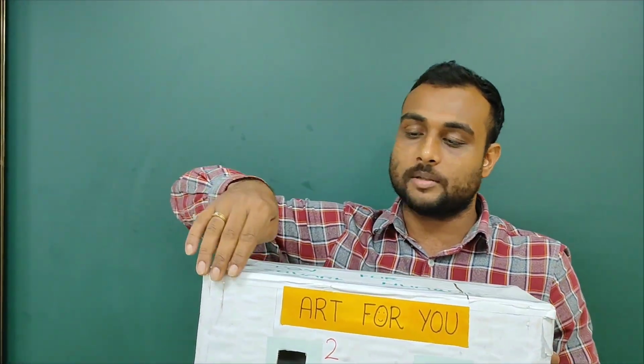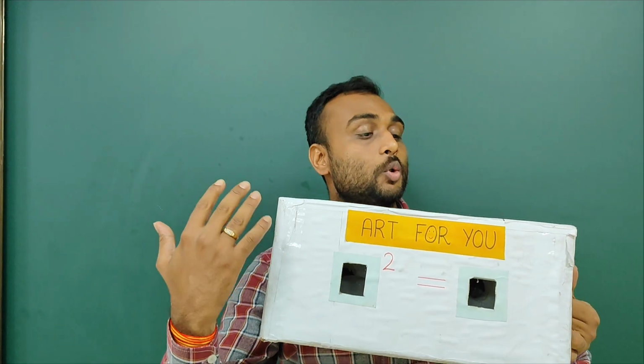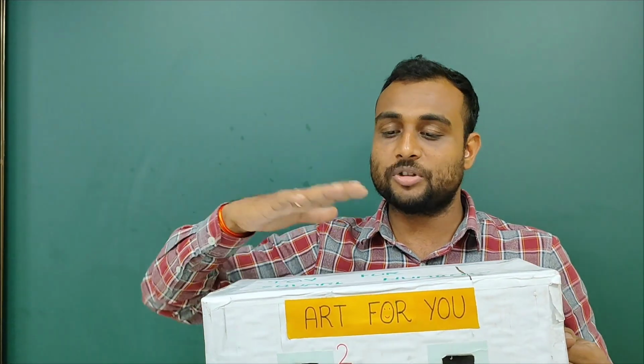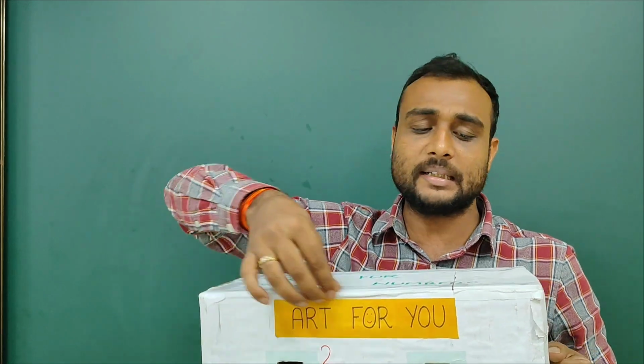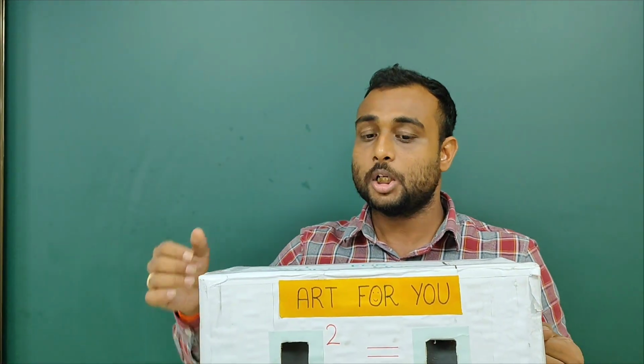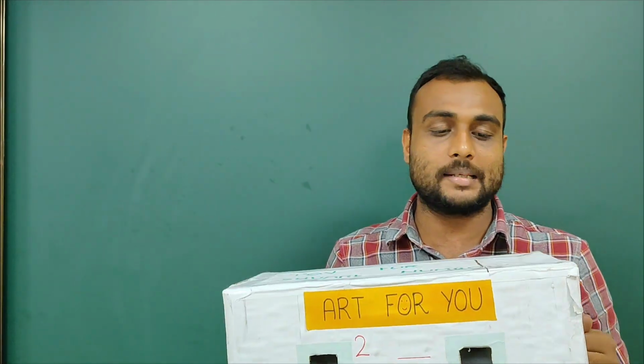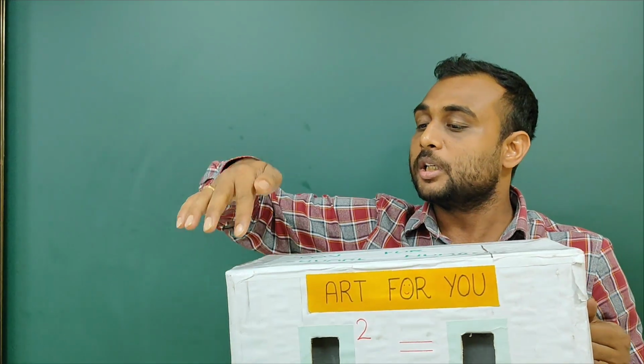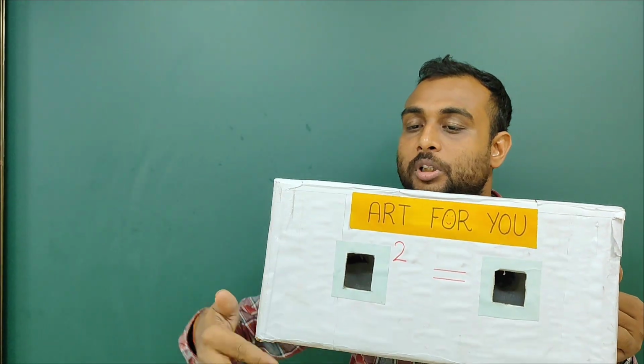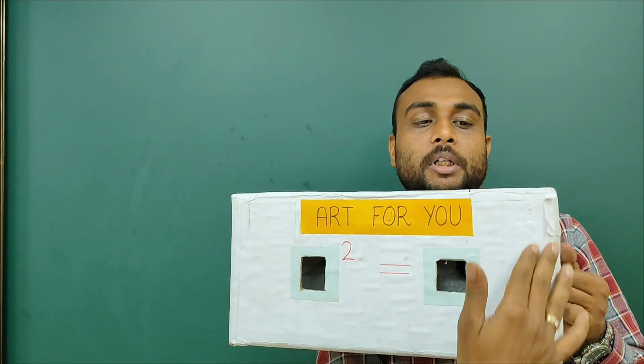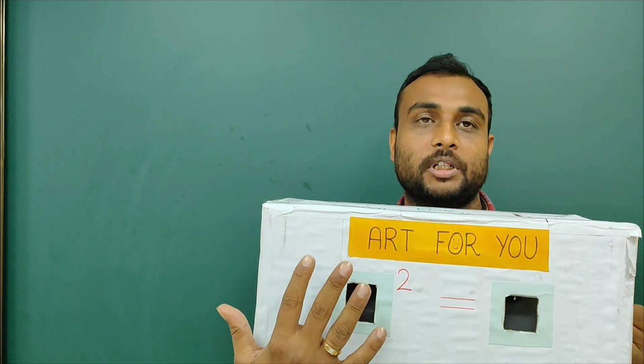Now we are going to calculate edges in a cuboid. Edges means these visible lines. In the front rectangle you can see the front face. Now these are the faces and these meeting lines are called edges. Now we will count how many edges there are in this cuboid. Number 1, number 2, number 3, number 4. In this face there are 4 edges.